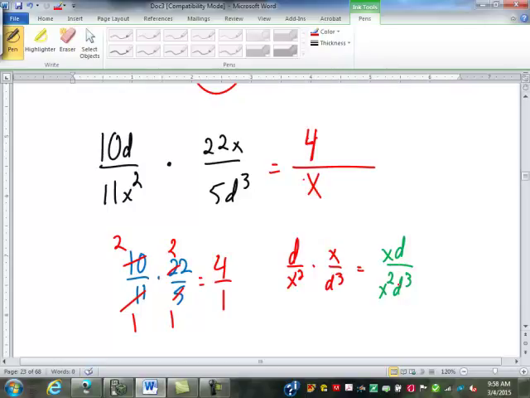D is going to go on the bottom. Bigger power is on bottom, so it'll be d on bottom, and it'll be a power of 2, because 3 minus 1 is 2. There it is, 4 over xd squared. That was 29.